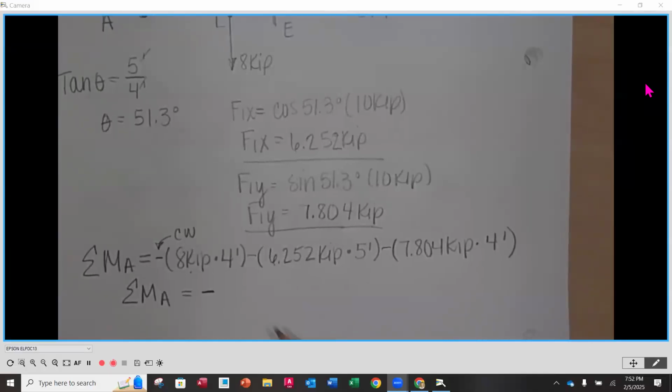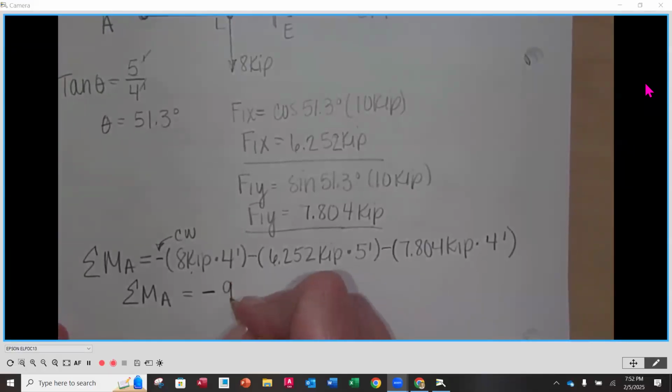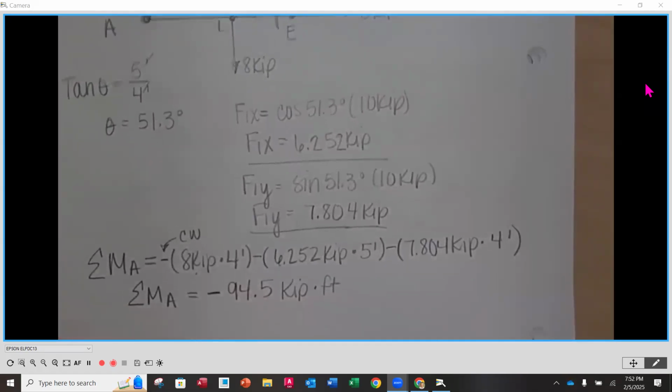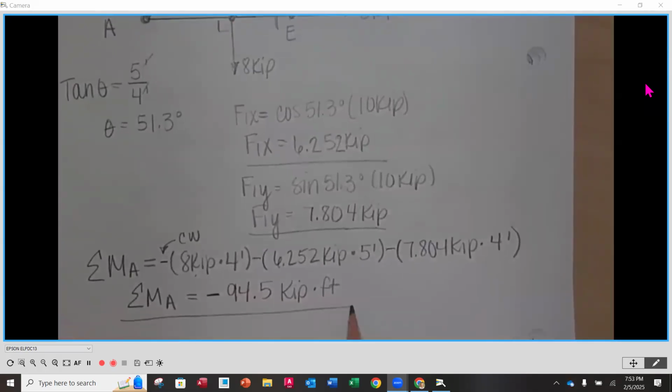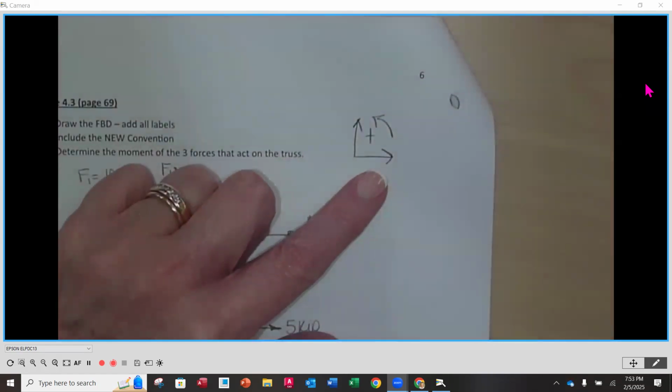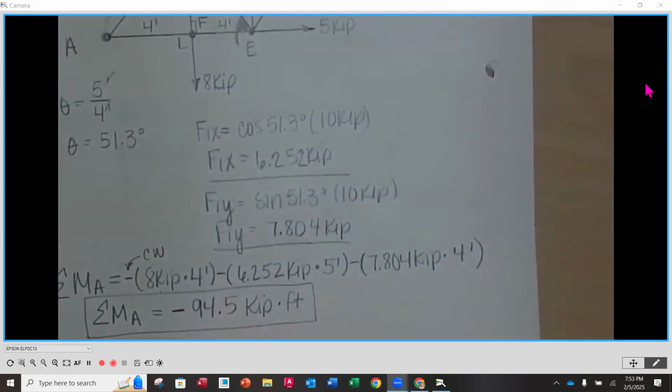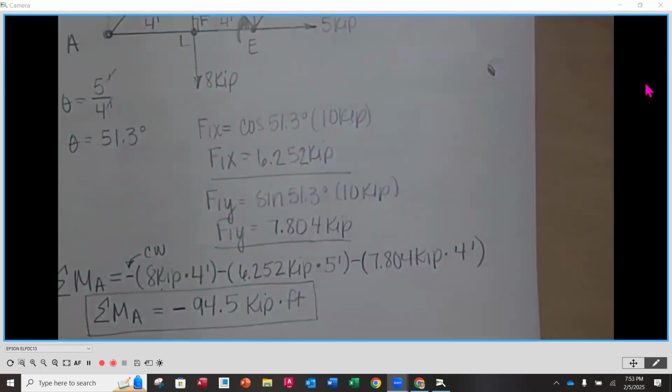You get 94.5. That's what the book has, 94.5. And then what are our units? Kips, feet. Kips times feet, not kips per foot. And with the negative, that lets us know that if we go back up to our convention, that around A, if I would hold it there, the tendency is going to be in a clockwise direction based on those forces. So good.